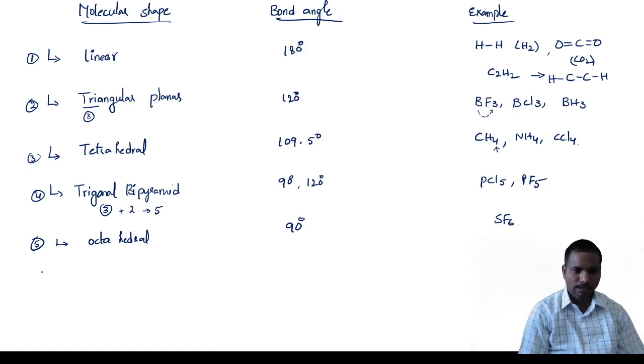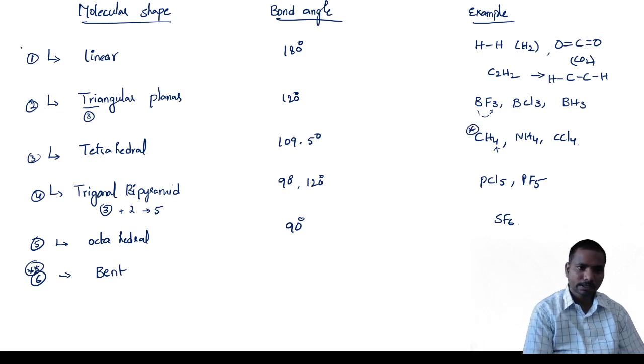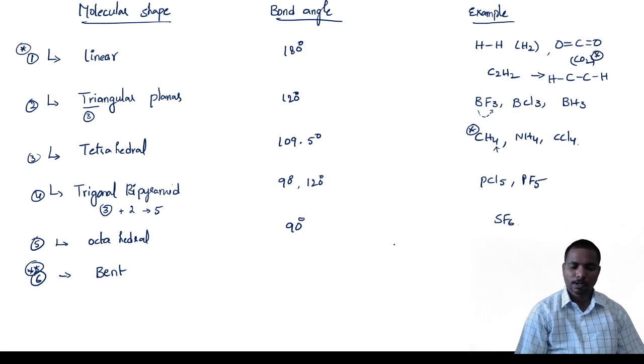And the next one, bent in shape. Very, very important. Here also methane is important, and linear CO2 is very important, the shape of the CO2 molecule. Bent in shape has bond angle less than 120 degrees. Examples are SO2 and ozone O3.